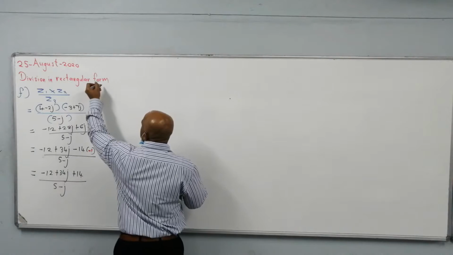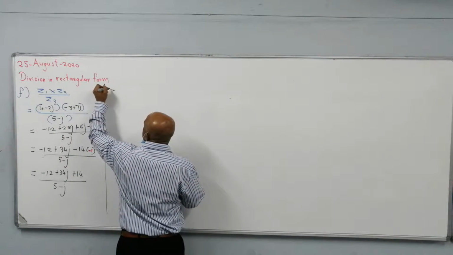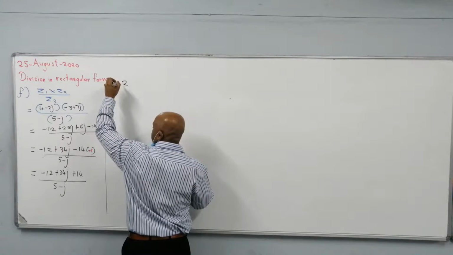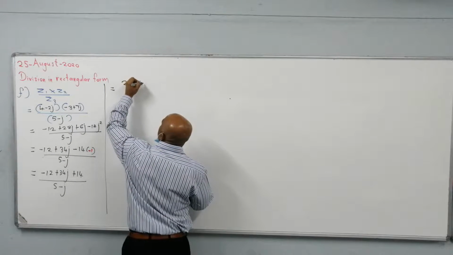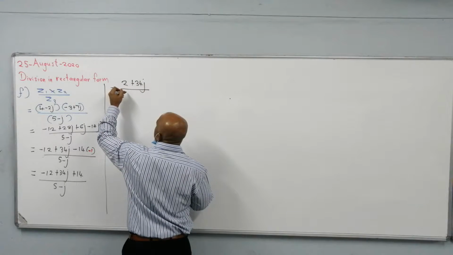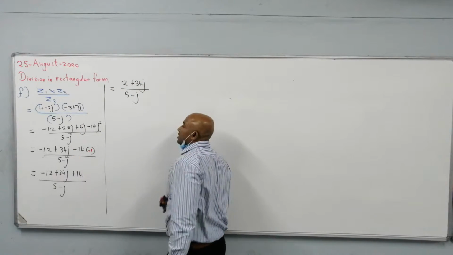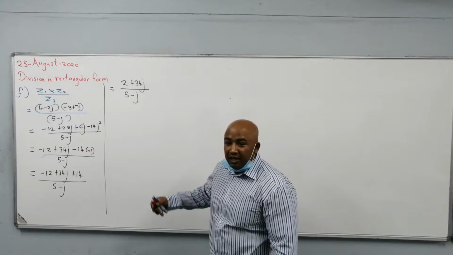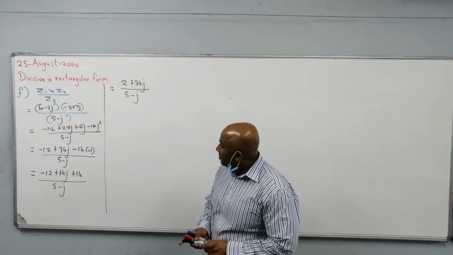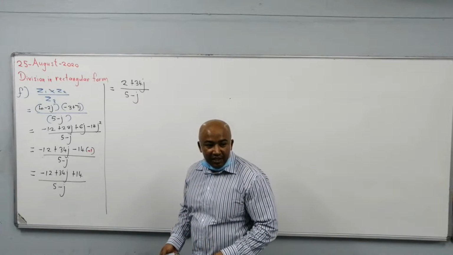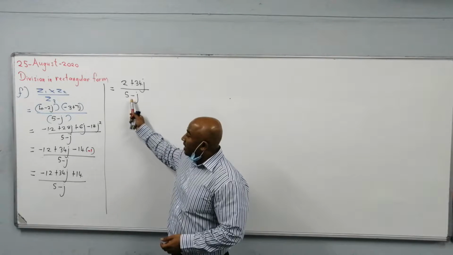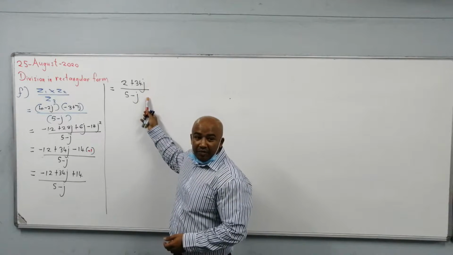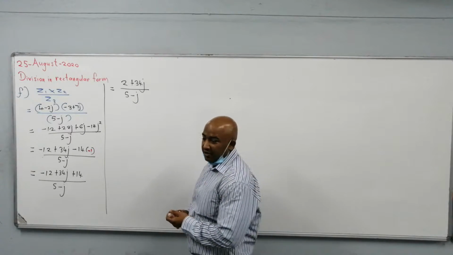So now this is equal to 14 minus 12, which is 2, plus 34j, all divided by 5 minus j. So I simplified the numerator, nothing more I can do in the numerator. Now this is strictly division. So how do we divide in rectangular form? You multiply this expression, numerator and denominator, by the conjugate of the denominator.